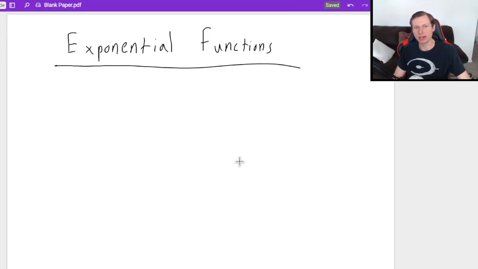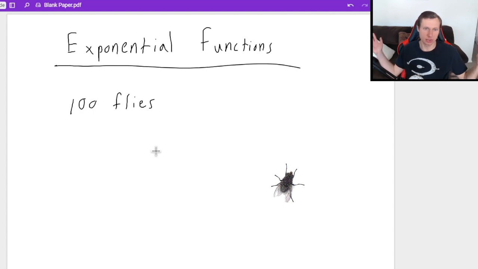Today we're going to be talking about exponential functions. So let's start off with an example of when we would use exponential functions. Let's say you start with a population of flies that starts with 100 flies in this ecosystem. And then let's say every day the number of flies doubles.